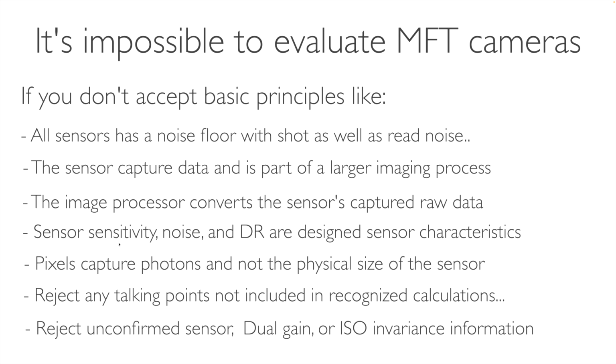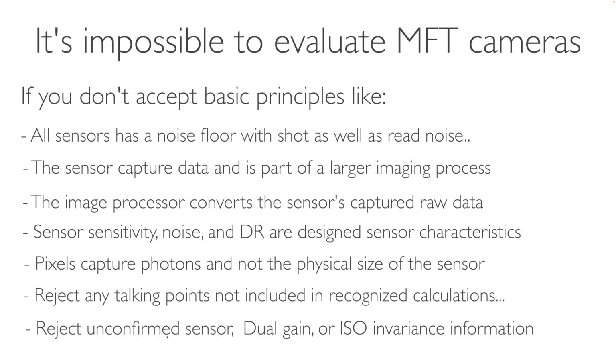Pixels capture photons. People also have to reject any talking points not included in recognized calculations. So again, the size of the sensor capturing more light: those variables are not included in the exposure formula. I explained it in one of my articles, so I would reject that information. Noise is calculated by the formula with the photons to electrons graph. Sensor size is not part of that formula. The formula for noise only looks at the read noise and the shot noise.